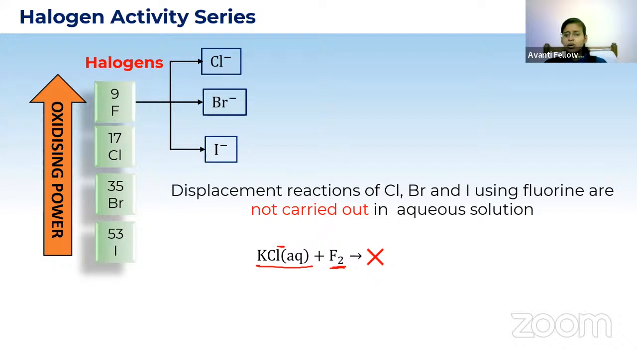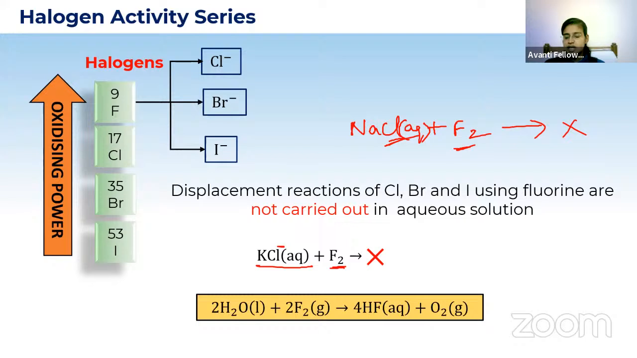So what I have to do, I cannot take any salt solution. I cannot take NaCl and add F2 to get the product. This reaction will also not occur. So fluorine cannot displace the chlorine because it is an aqueous salt solution. So what I can do is take H2O in the liquid state and make it react with fluorine.